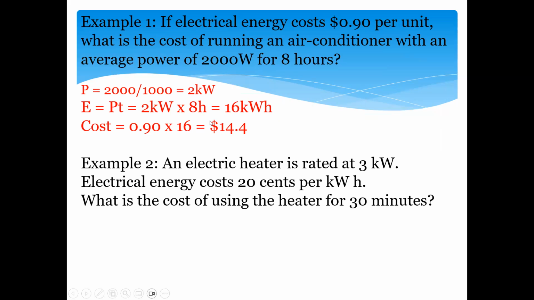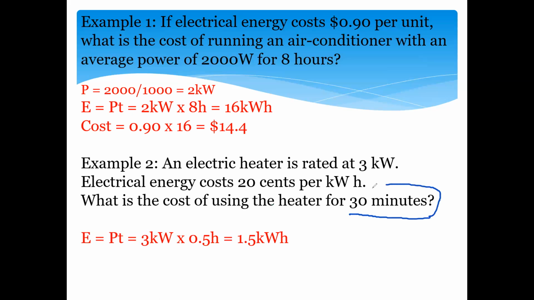Another example: an electrical heater is rated 3 kilowatts. So you have the power, and the electrical energy cost is 20 cents per kilowatt hour. Like 1 kilowatt hour costs 20 cents. What is the cost of using the heater for 30 minutes? So how to work this out? Time should be in hours, so we convert 30 minutes, which means half an hour, and the power should be in kilowatts, which is already there. So when we multiply power with time, we get 1.5 kilowatt hours.